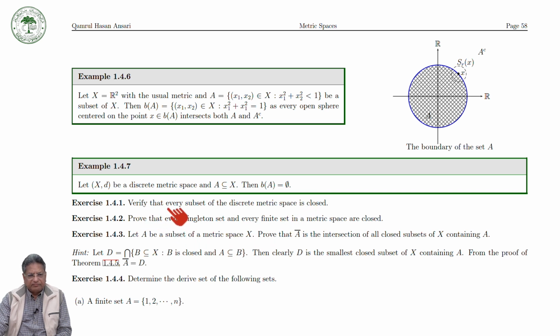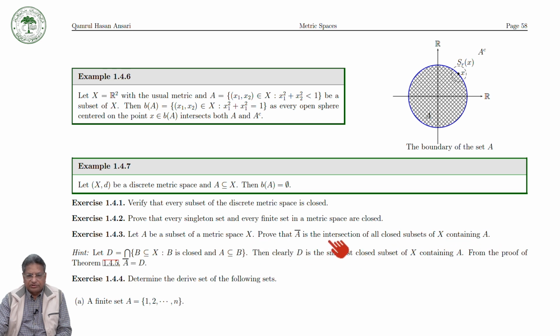The first one: verify that every subset of the discrete metric space is closed. And prove that every singleton set and every finite set in a metric space are closed. And let A be a subset of a metric space X, then prove that the closure of A is the intersection of all closed subsets of X containing A.